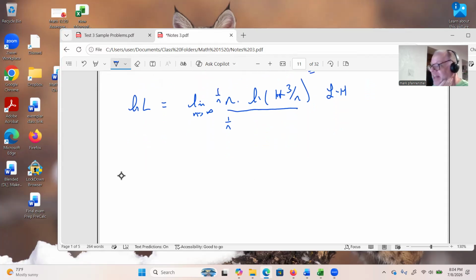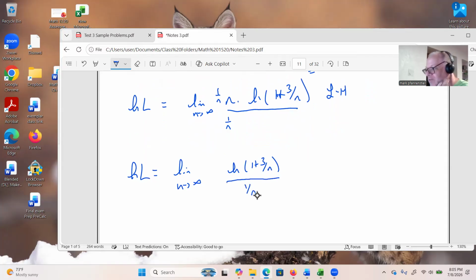So we're going to have the natural log of L equal to the limit as n goes off to infinity. The 1 over n and the n cancel. So we have the natural log of 1 plus 3 over n, all divided by 1 over n. See, that's the same idea here. There's a couple of ways you could get this, but that's the way I chose. We multiply top and bottom by 1 over n.